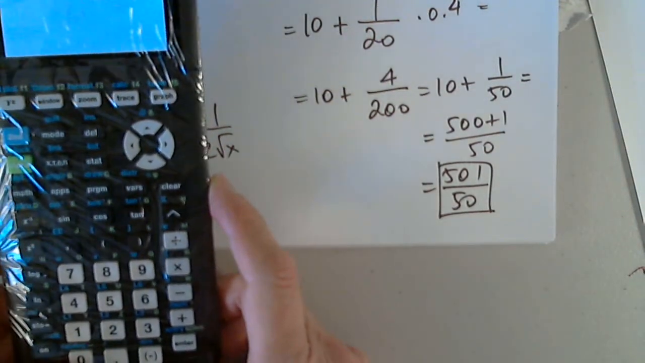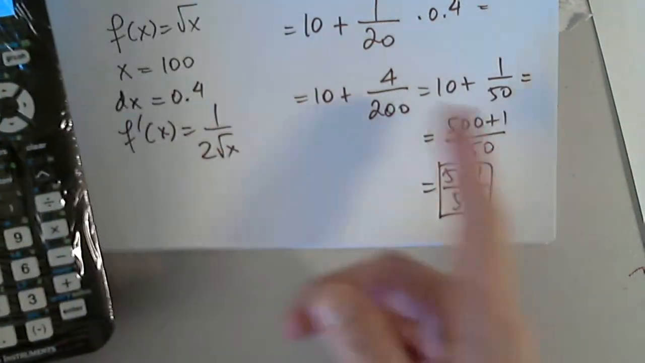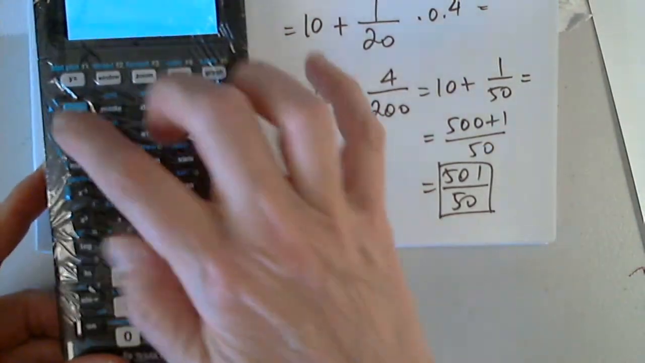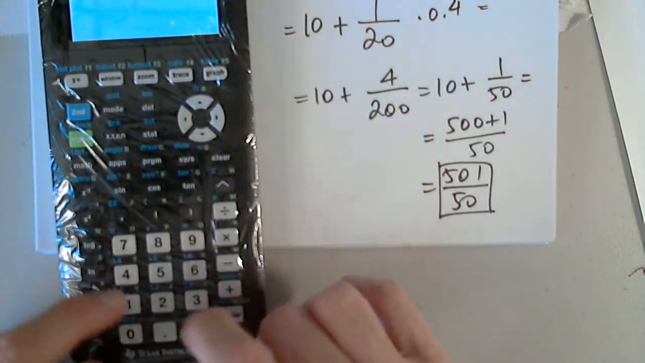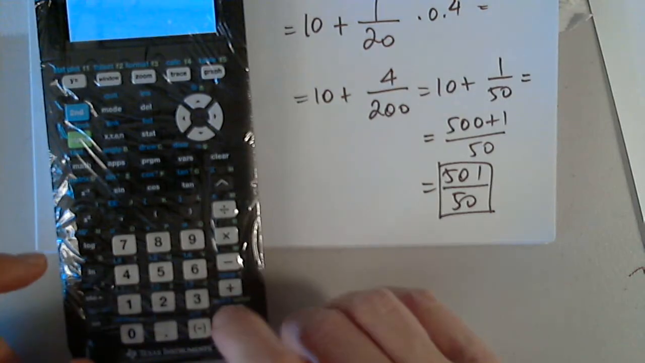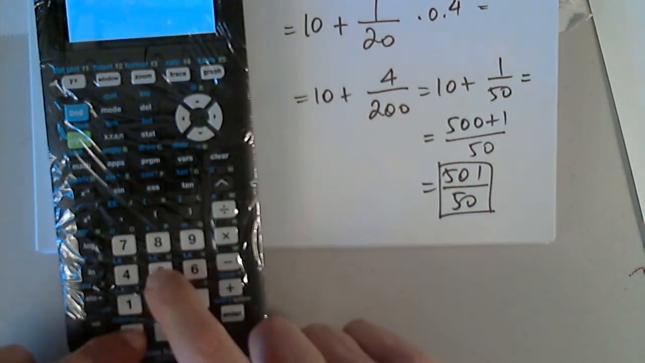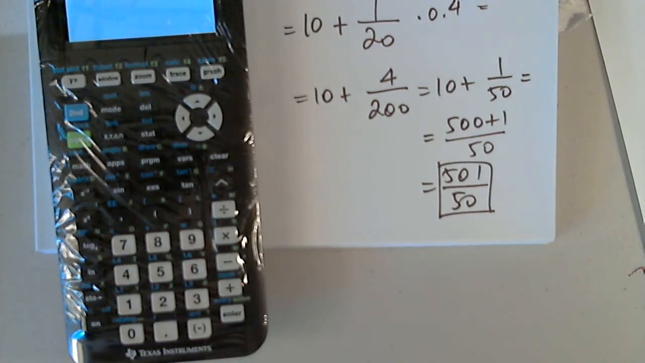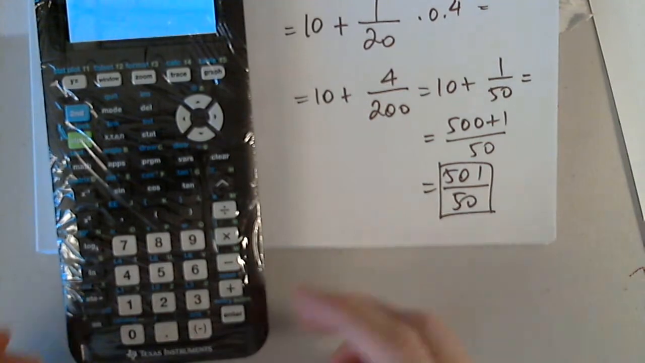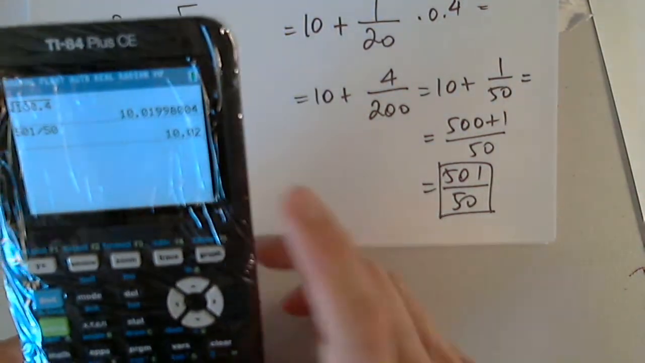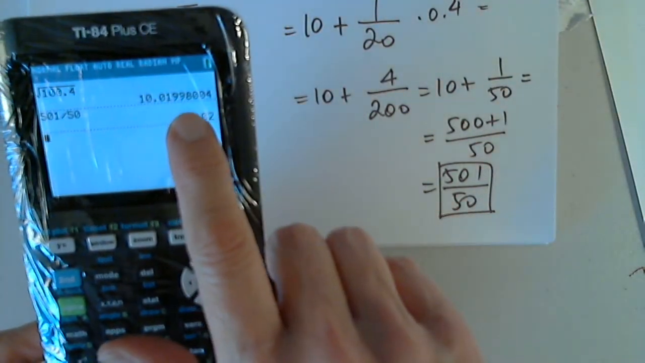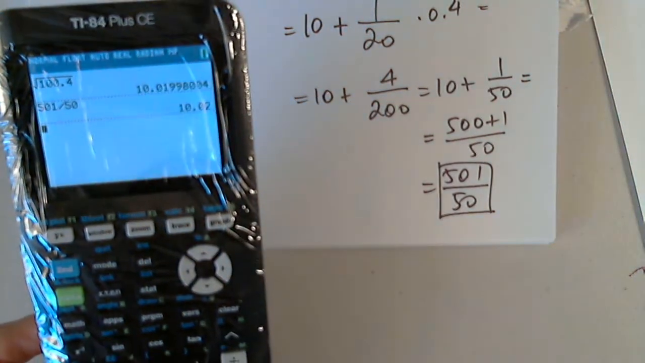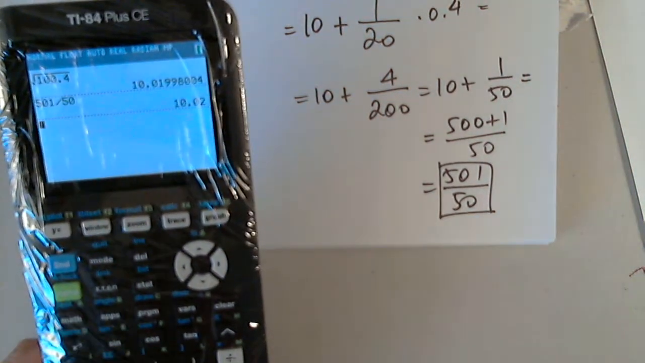But yes, of course, I will take the calculator. Hopefully I don't spill water on it anymore. And I check my work, of course. So the square root of 100.4 is whatever, and 501 divided by 50 has to be whatever. And they have to be very close. And they are. One is 10.01998 blah blah blah, and the other one is 10.02. And they're very close.